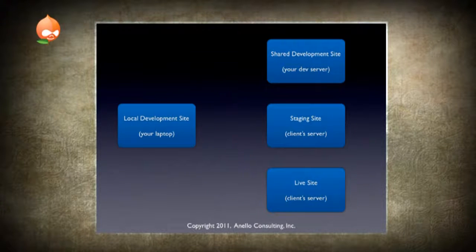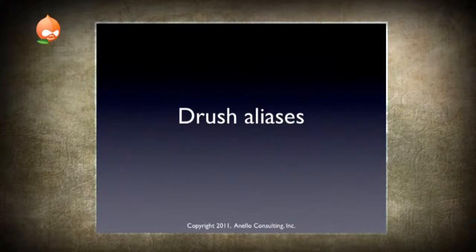So what we need to do is figure out a way to address and to talk to each of those servers. And we do that with this thing called Drush aliases. And this is part of Drush core. It's been in there for a while.